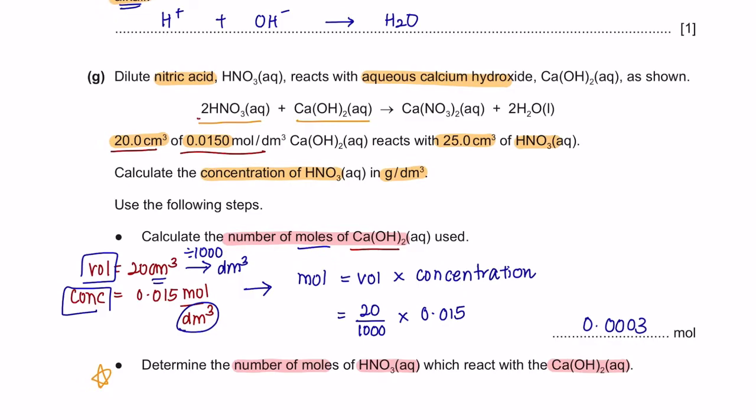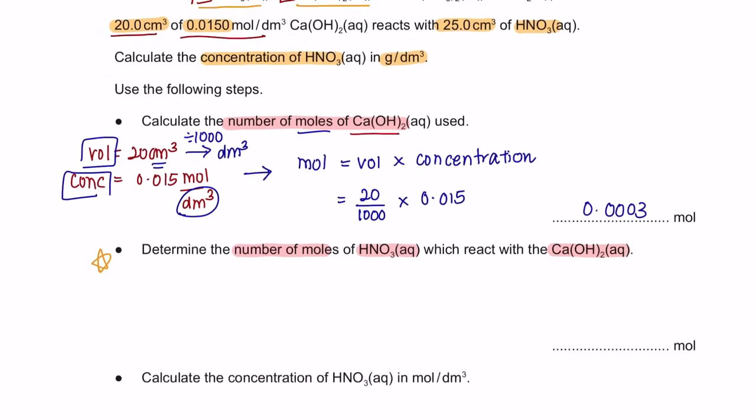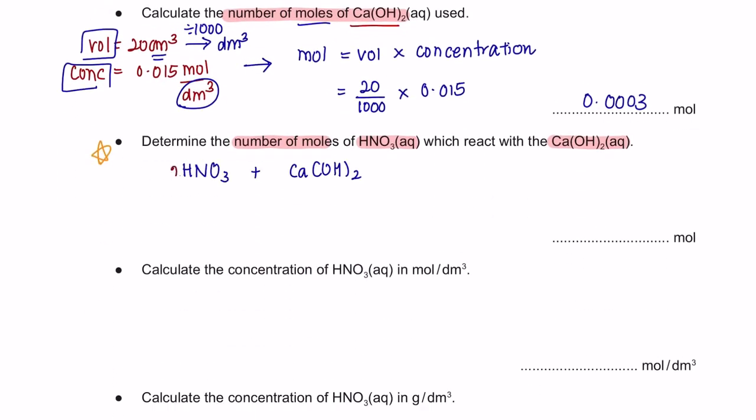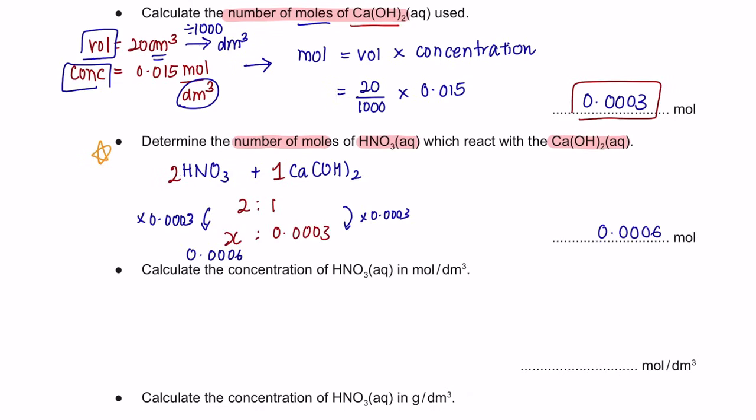And what we're going to do is use the stoichiometry number to find the number of mole. According to the equation, 2 nitric acid reacts with 1 calcium hydroxide. So the stoichiometry number is 2 to 1. We have found out that calcium hydroxide has a mole of 3 times 10 to the power negative 4. The number of mole for nitric acid would be 0.0006 mole. Next, the step 3 is to calculate the concentration of nitric acid in mole dm³.